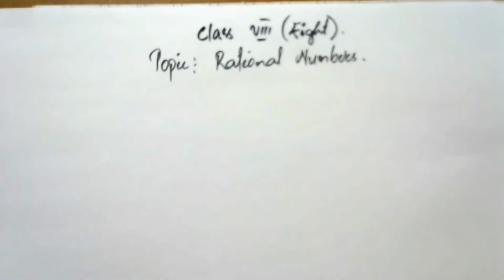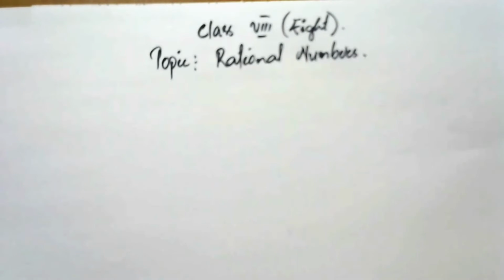So today I'll be taking up the math subject and the topic will be rational numbers. Before we solve any question, let's try to know what a rational number is. A rational number is a number which can be represented in the form p by q, where p and q are integers and q is not equal to 0.